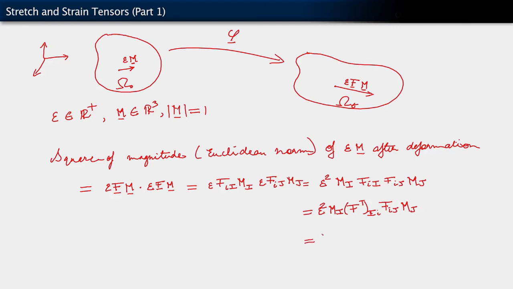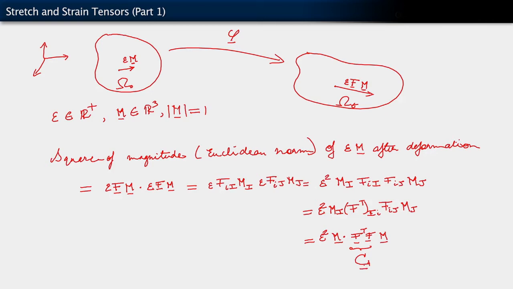And now when we put it all back together, going away from coordinate notation, we observe that we essentially have this product here. We have epsilon squared, which is a scalar, m dotted with F transpose F acting on m. That essentially is the square of our original vector epsilon m after being deformed. Now, in the process of doing this, we've introduced a new tensor, or at least a new label for it. We're going to henceforth label F transpose F as a tensor C.